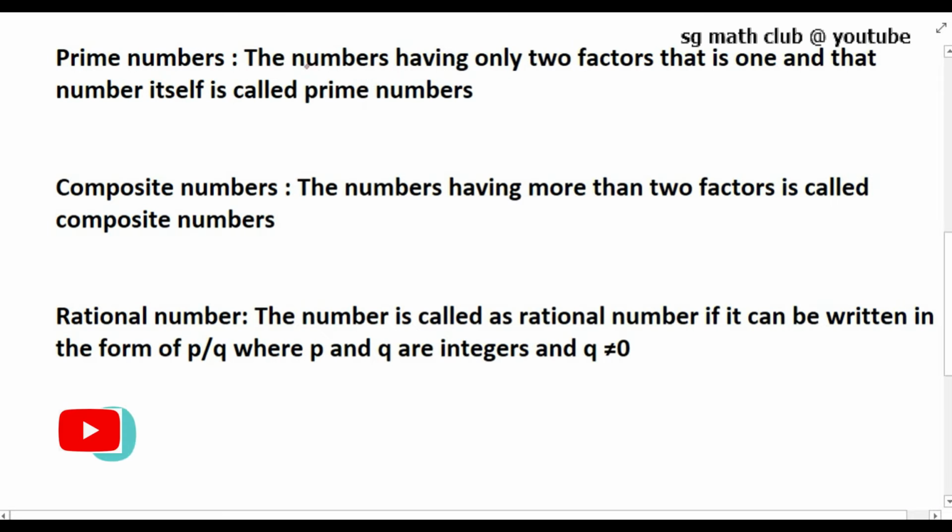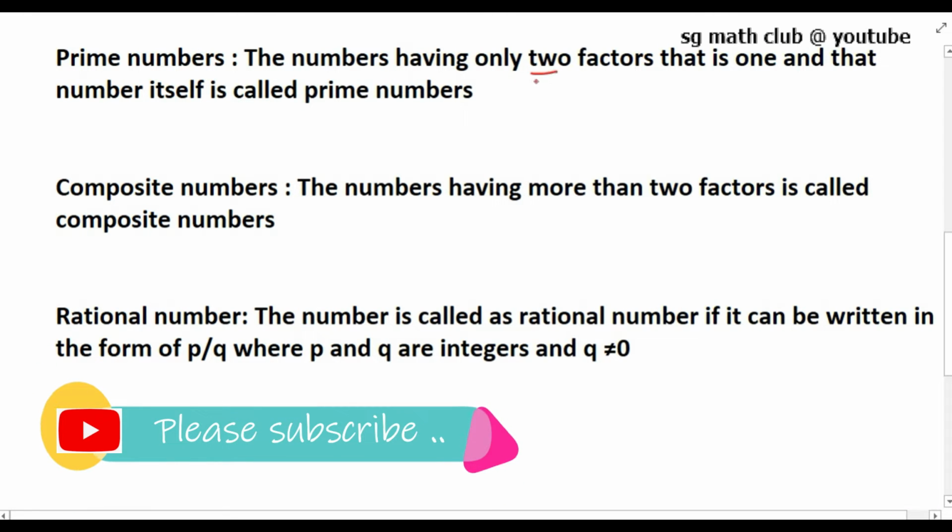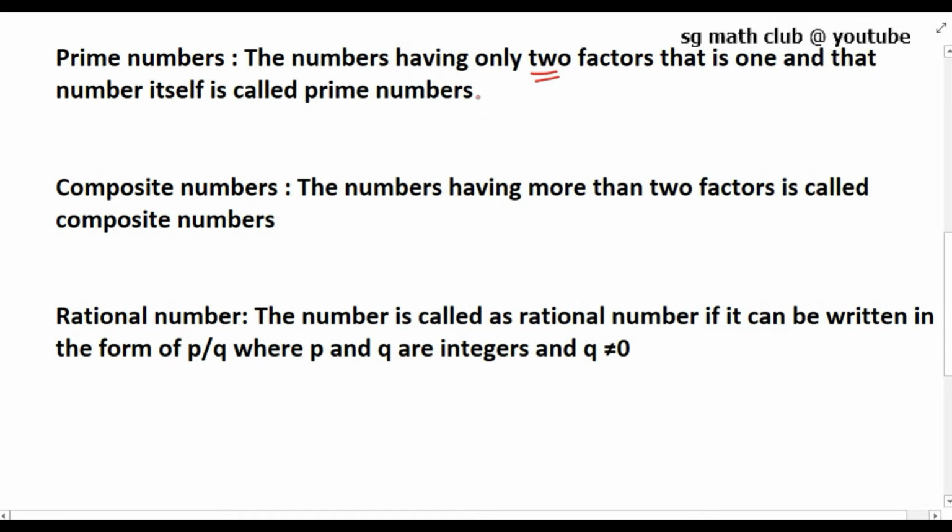Now, next is prime numbers. Numbers having only two factors, that is 1 and that number itself, are called prime numbers. So, for example, 2, 3, 5, 7, all these are prime numbers. 2 has only two factors, 1 and 2, or we can say 1 twos are 2. It has only two factors, the number 1 and the number 2. In the same way, 3 has only two factors, 1 and 3. 5 has only two factors, 1 and 5.